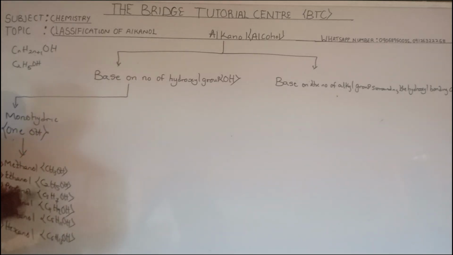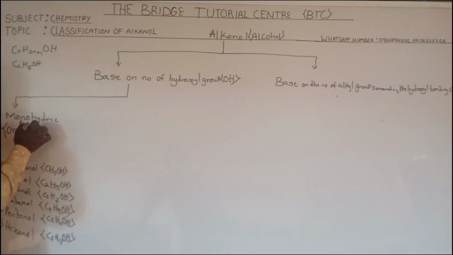So we can all see that in all these alkanols, how do we know that they are alkanols? There is an OH, hydroxyl group there. That's how we know that they are alkanols. But how do we know that they are monohydric? Because they have only one hydroxyl group. That's why we call them monohydric alkanols.